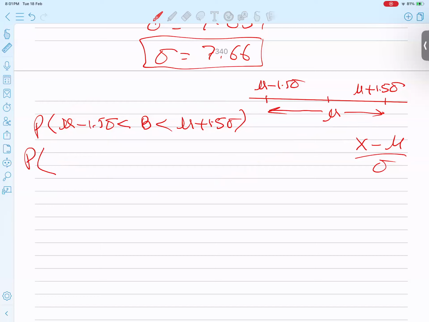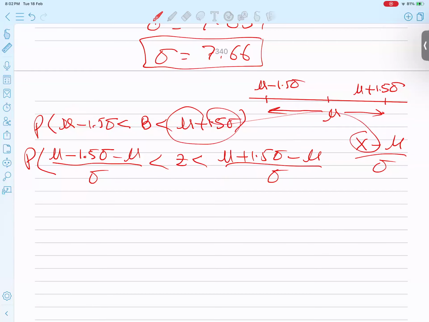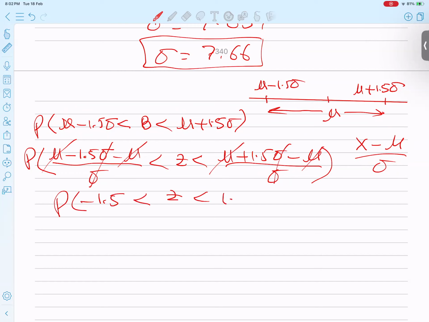So let's complete it. At the same time, this is a value. This whole is called the x value. So mu minus 1.5 deviations, minus mu comes from here, and divided by deviation, okay, and I'm writing z at the same time, because after converting to normal format, minus mean by deviation. Again, this whole is called the x value, this is the mean, and this is the deviation. Mean cancels out, and deviation cancels out, and finally I got a negative 1.5 and a positive 1.5.